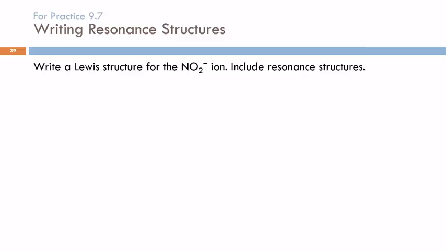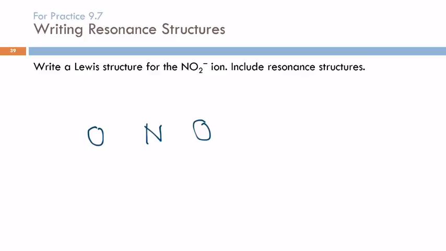Okay, so NO2 minus. Well, we've got nitrogen and two oxygens. How do we connect them? We can think of electronegativity. Which is more electronegative, oxygen or nitrogen? Which is closer to fluorine? Oxygen. So the oxygen is going to be on the outside, which means the nitrogen is going to be in the middle. So nitrogen, and we're going to put the oxygens on each side.